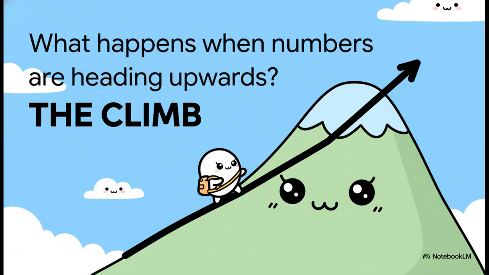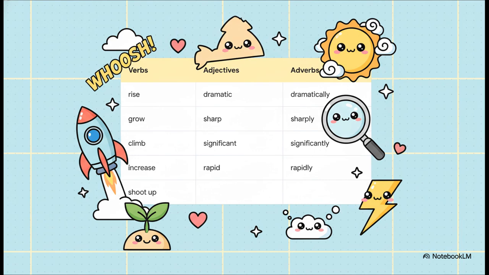So what happens when those numbers start heading north? Well, that brings us to the climb. And here, describing the way it increases, that's where the magic happens. Just look at all these options. You don't just have to say increase every single time. You could say it shot up if it was a really fast climb. And then you can get even more specific. Was it a sharp rise? Did it grow significantly? These little modifiers are your new best friends for adding rich detail.